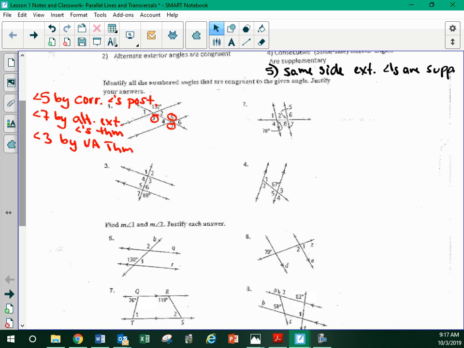So they gave you 78 degrees. Yeah, so guys, they give you one of the angle measurements, and you're going to identify all congruent ones to the angle measurement there.